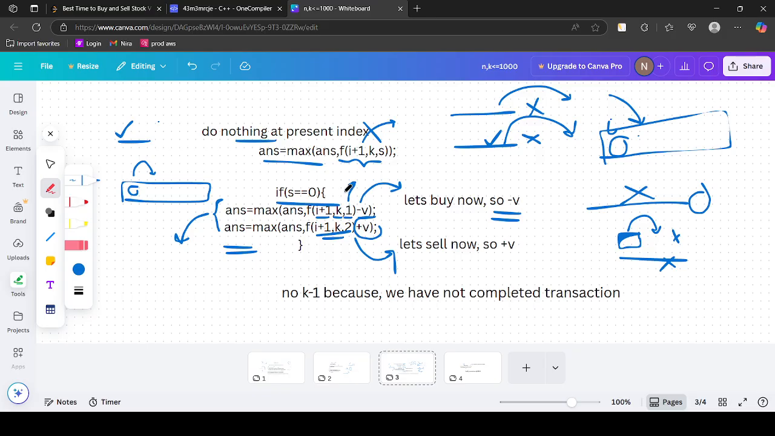And why there is no -1? Because we bought or sold. But why there is no k-1 and simply k? Because we have not completed the transaction. Because we bought or sold. But in the later days we will sell or buy.